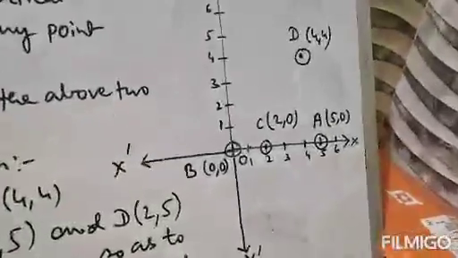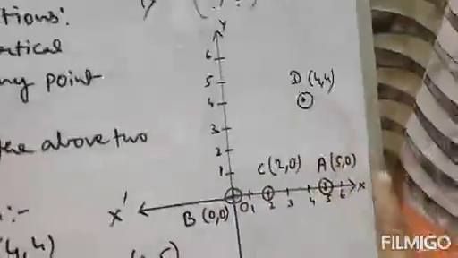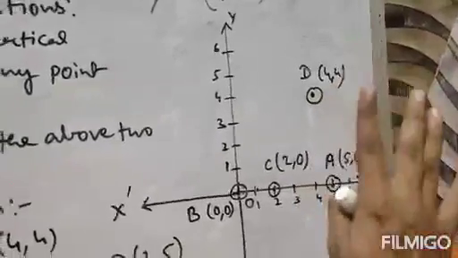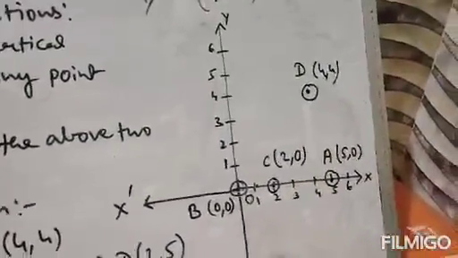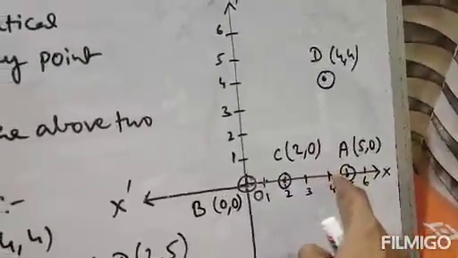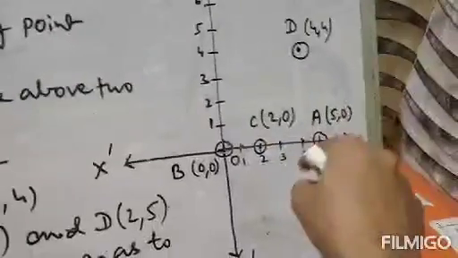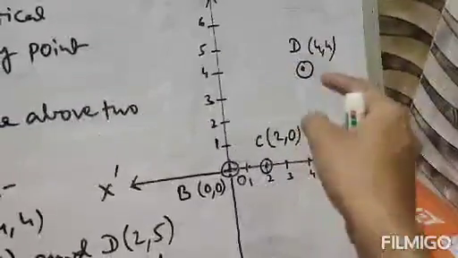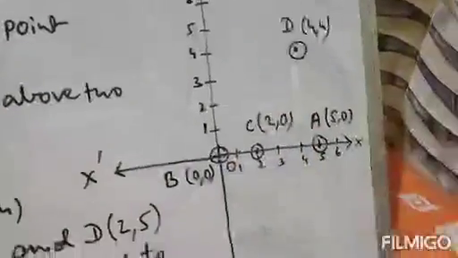Because x is 4 units, we will move towards the right side of x, because 4 comma 4 means x is positive and y is also positive. So we will first move the positive side of x from the origin, that is 1 2 3 4, and y is 4 units, y is also positive, so we will move upwards, because downward is the negative part of y. So 1 2 3 4, that is 4 comma 4. So here this is 4 comma 4.